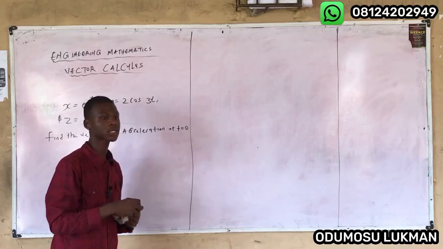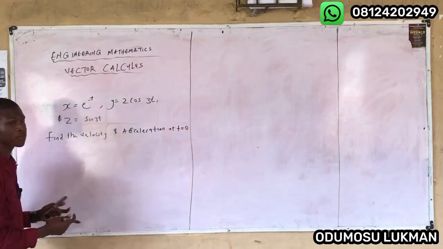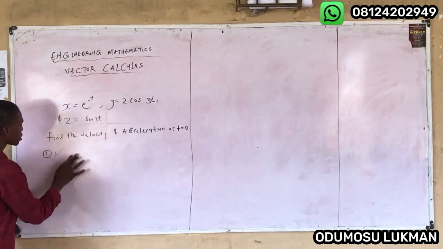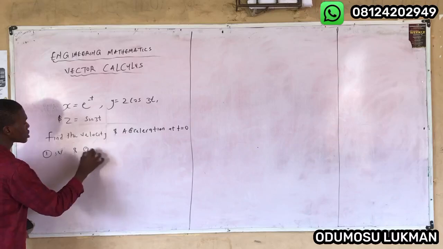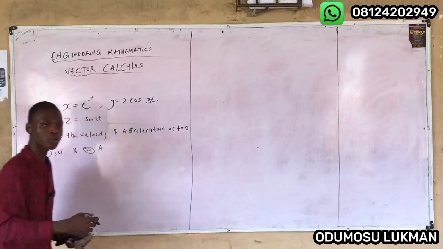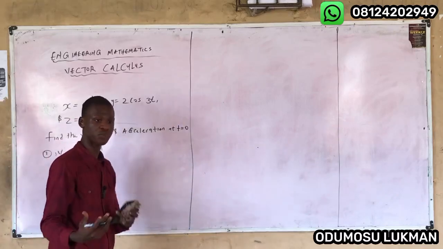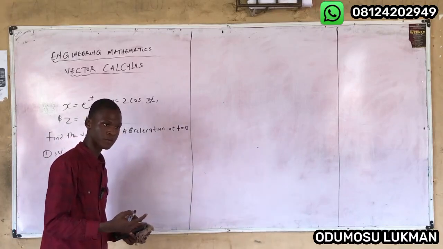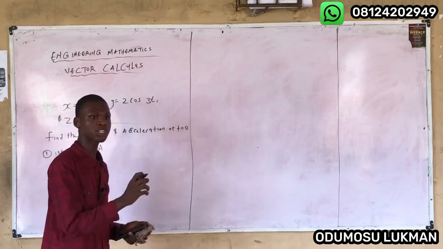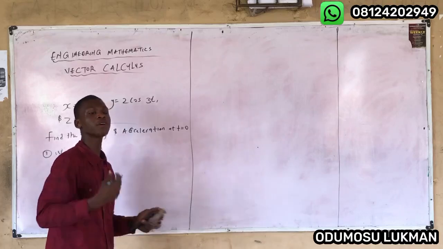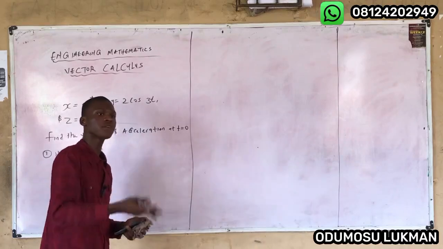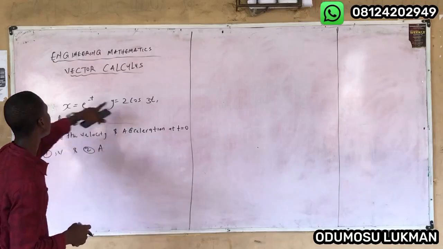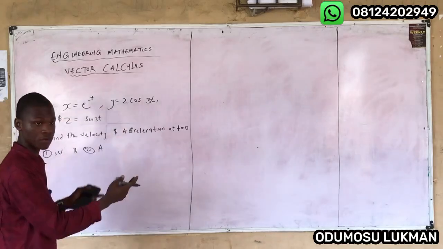Now, the idea is very, very simple. We are given two questions here, right? The first one is velocity, and the second one is acceleration. What we know from the application of differentiation is that when we differentiate our displacement once, we have velocity. Then when we differentiate velocity, we have acceleration.